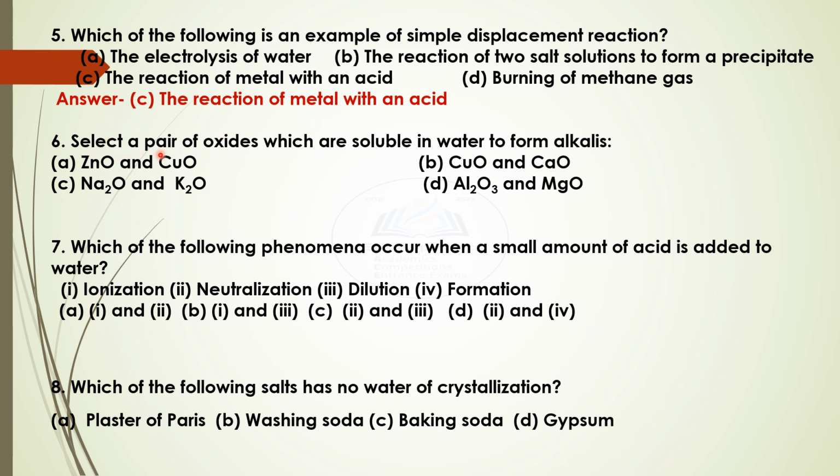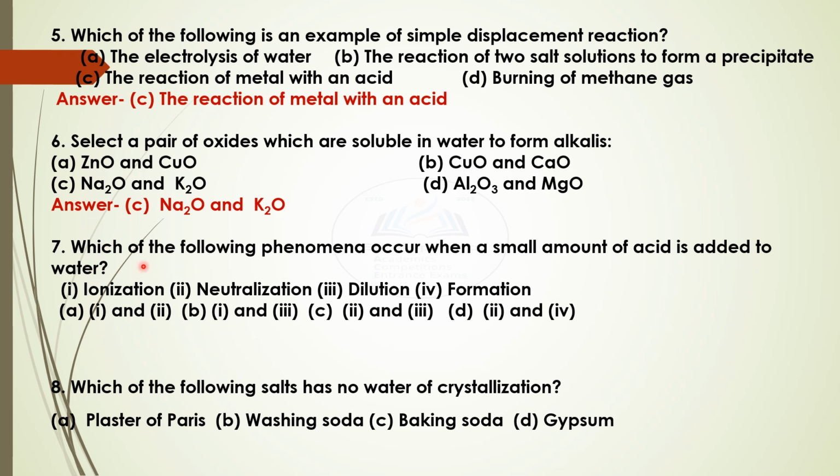Question 6. Select a pair of oxides which are soluble in water to form alkalis. Is it A, B, C or D? Have you marked your choice? Let us see the correct choice. C. This is sodium oxide and potassium oxide.